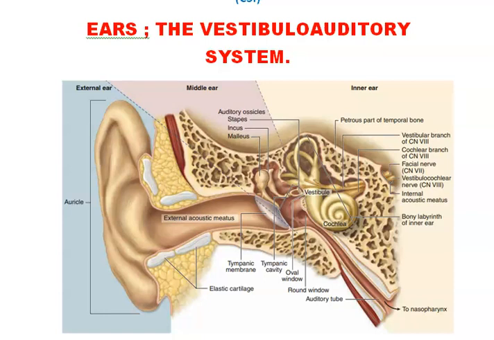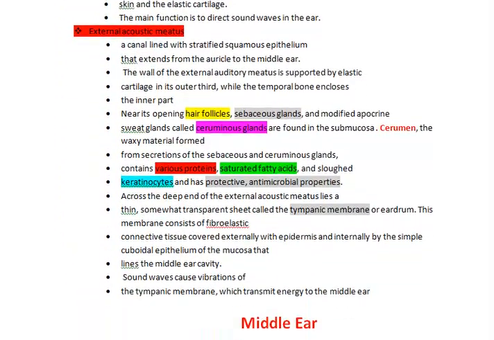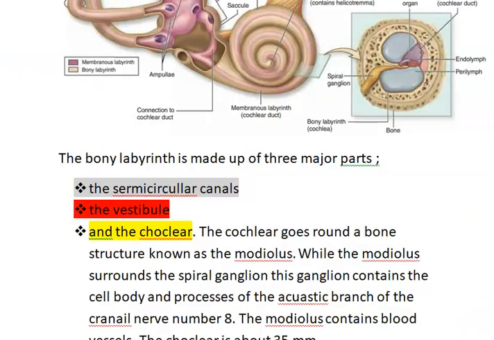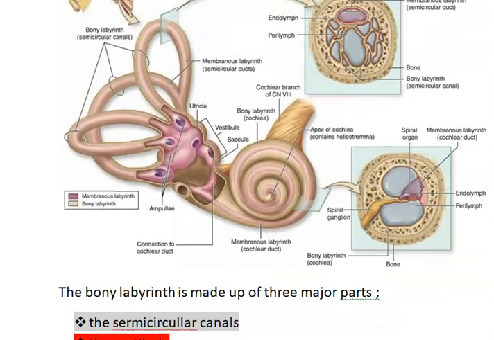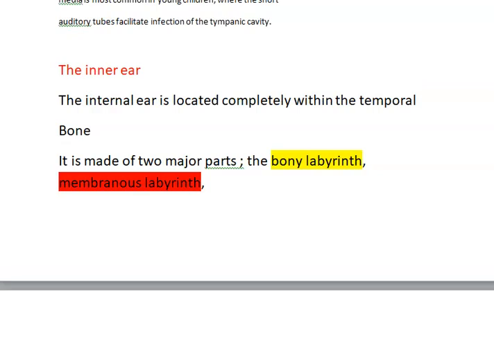Alright, so now let us talk about the inner ear. We are talking of this very structure which is completely embedded in the temporal bone, our inner ear. Now, to understand the inner ear, we have seen that it is completely embedded in the temporal bone. But we also have to understand that our inner ear is made up of two major parts. It is made up of the bony labyrinth and the membranous labyrinth.